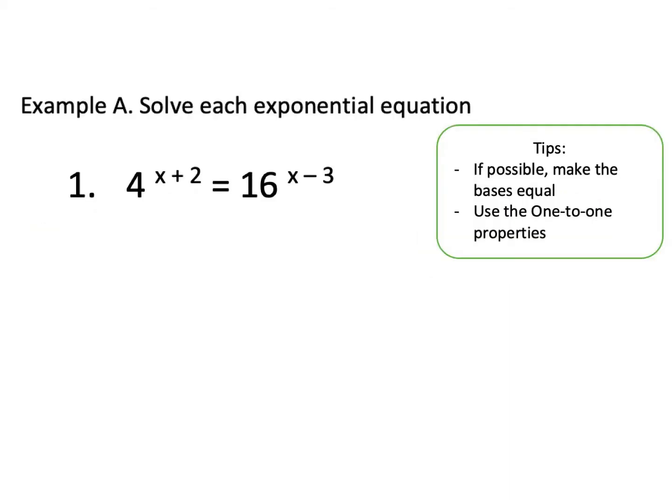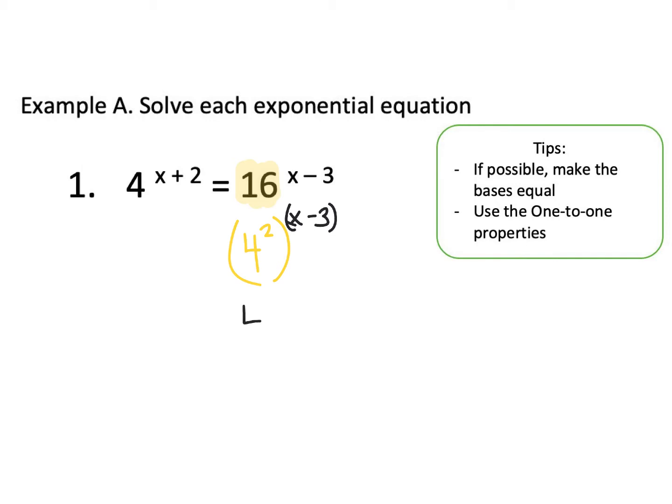So for the first one, I have 4 to the x plus 2 is equal to 16 to the x minus 3. One of the tips when you have one like this with a numeric base, if possible, make your bases equal to one another. If you can, then you can use a one-to-one property to solve it. So here's how I'm going to do that. I'm going to rewrite 16 as 4 to the second power, and then it's still raised to the x minus 3, so what I have here is a power to a power, so I'm going to multiply my exponents together.